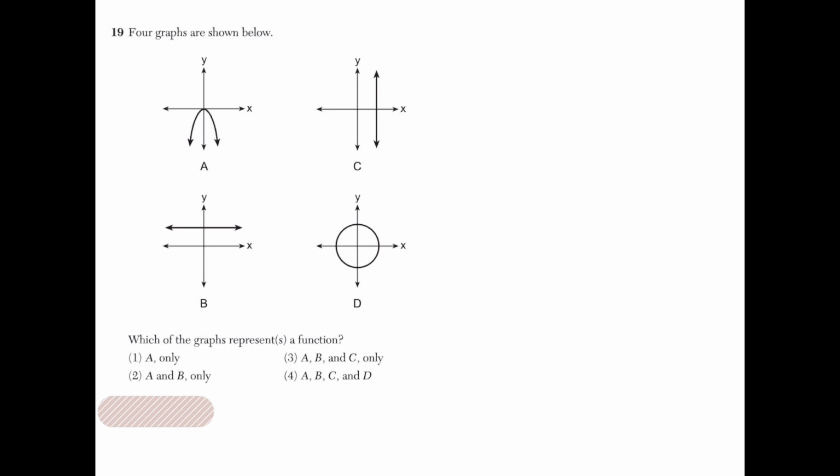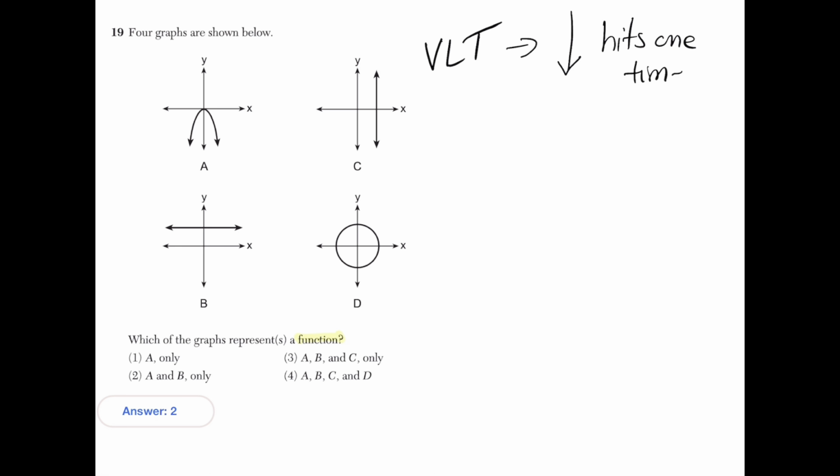All right, number 19, we're looking for which one of these represents a function, and the answer for this one is 2. We have a graph. I'm just going to do a VLT, or vertical line test, meaning if I draw a straight line down, it should only hit one time. I'm thinking to myself, it should hit the function only one time. So which of these does it work for?